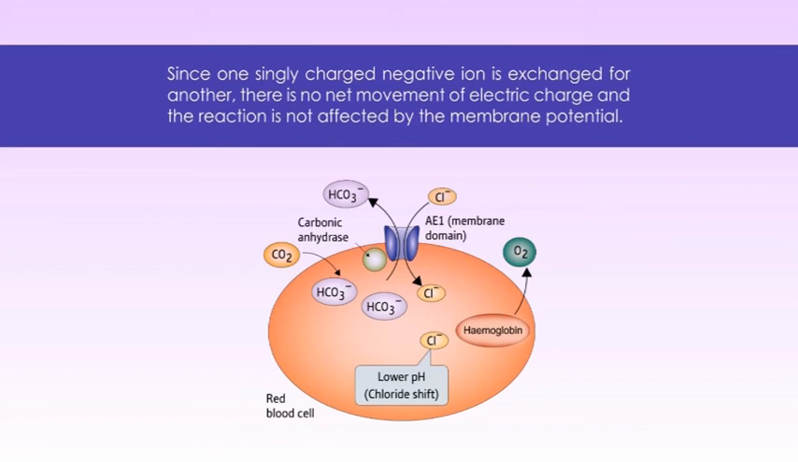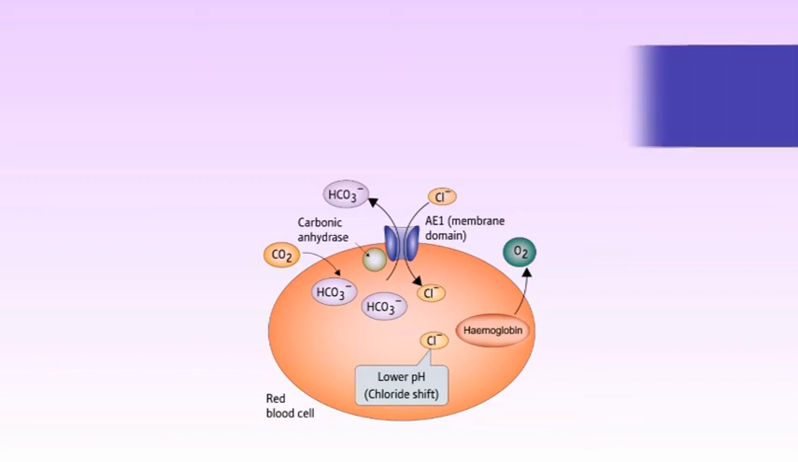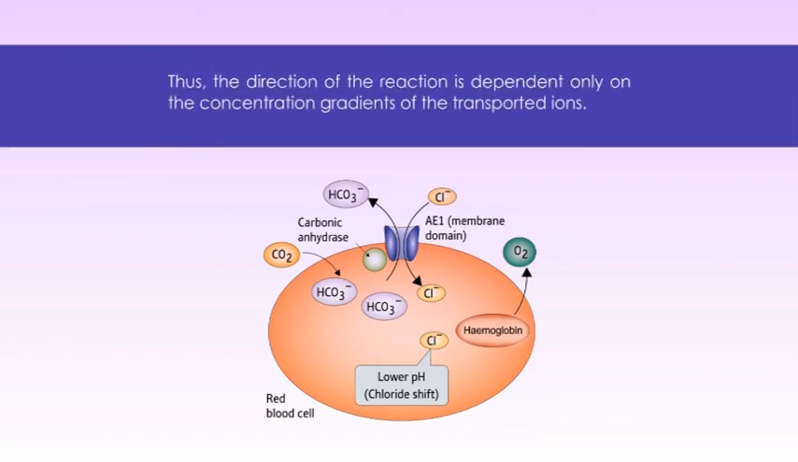Since one singly charged negative ion is exchanged for another, there is no net movement of electric charge and the reaction is not affected by the membrane potential. Thus, the direction of the reaction is dependent only on the concentration gradients of the transported ions. These exchangers belong to the same family as the sodium-coupled bicarbonate symporters. The direction of transport by the chloride-bicarbonate exchanger is governed by the concentration gradients of chloride and bicarbonate.